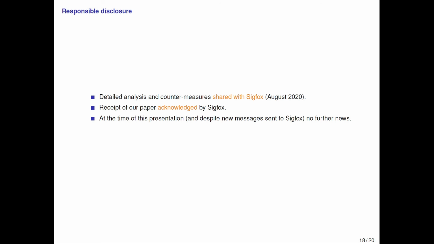During this work, we have responsibly disclosed our findings. As soon as our observations were validated with practical experiments, we have shared with Sigfox our results. Sigfox did acknowledge receipt of our paper, but did not send further messages. And at the time of presenting this work, and despite new messages sent to Sigfox, we have received no response from the company.